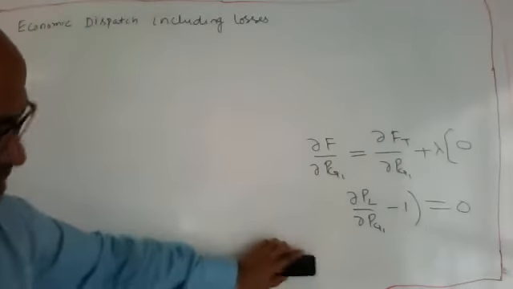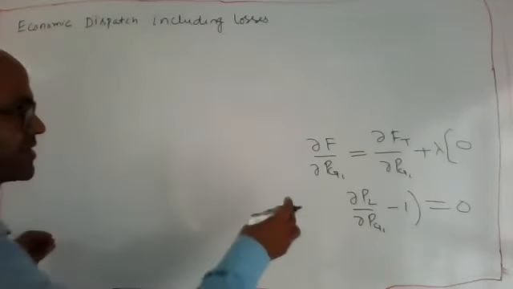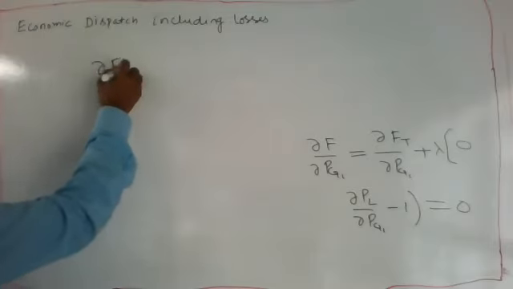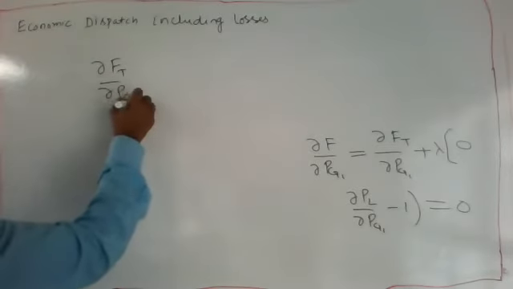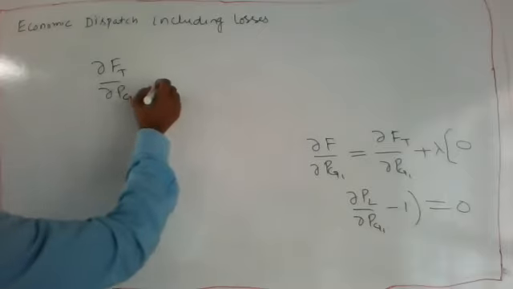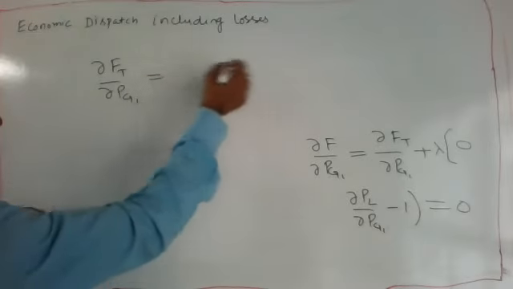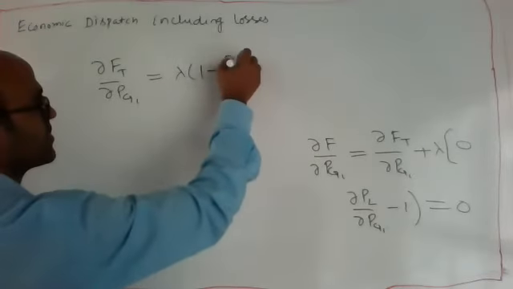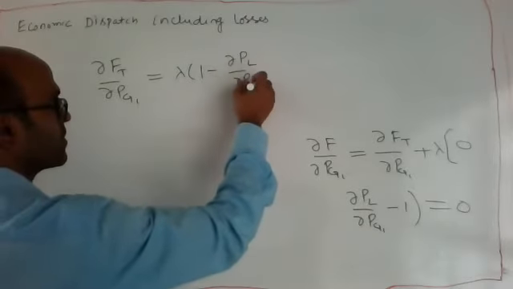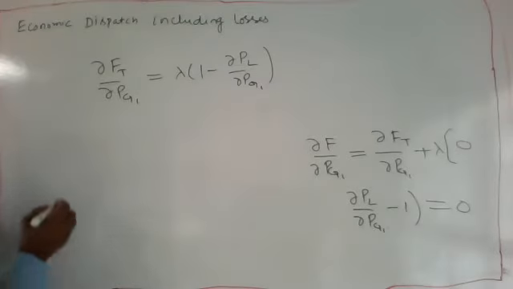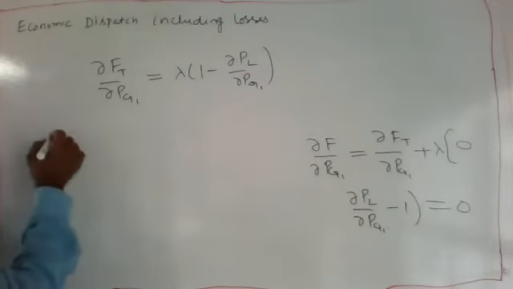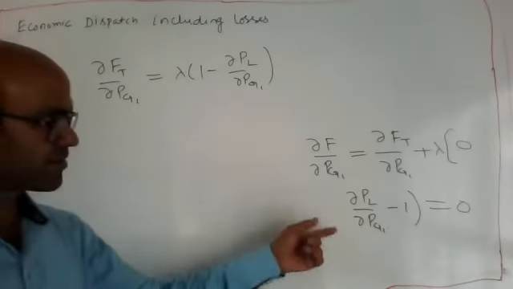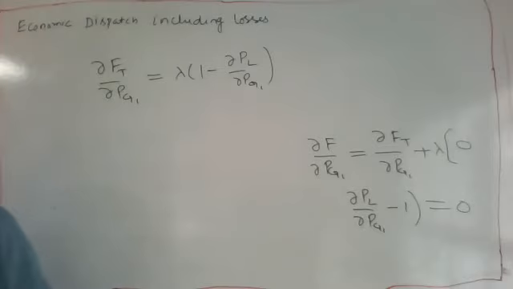If I put it equal to 0, then I will get del Ft over del Pgi, and if I take this to the other side, then lambda times 1 minus del PL over del Pgi. So what is this? Is this clear now? Now what is this? Lambda.